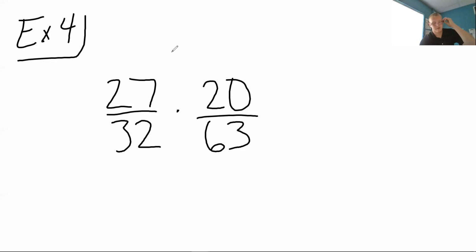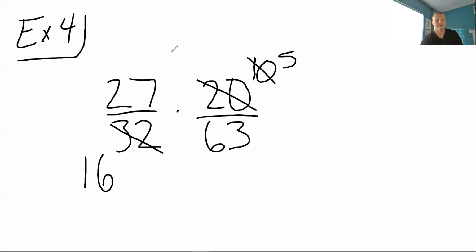Okay, so what you would do first is you could see what is all in common here. So you could just start by saying, 20 and 32, what goes into both of those? Well, they're both even, so 2. 20 divided by 2 is 10. 32 divided by 2 is going to be 16. And then I could reduce them again. 10 divided by 2 is 5. 16 divided by 2 is 8. Now I'm done with those.